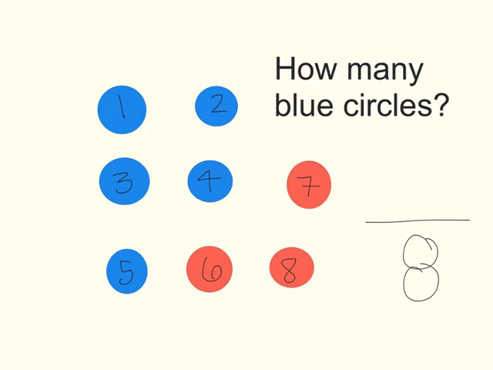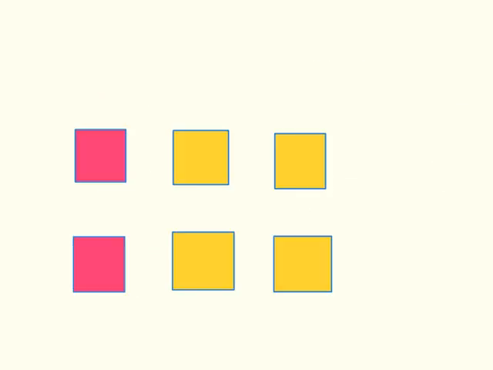Now the numerator is going to just be the blue circles. So how many blue circles are there as a whole? If we count the blue circles, which we already did, 1, 2, 3, 4, 5. So the fraction of those blue circles is going to be 5/8. So now we're going to do a second example. And this time we're going to find out how many yellow squares there are.